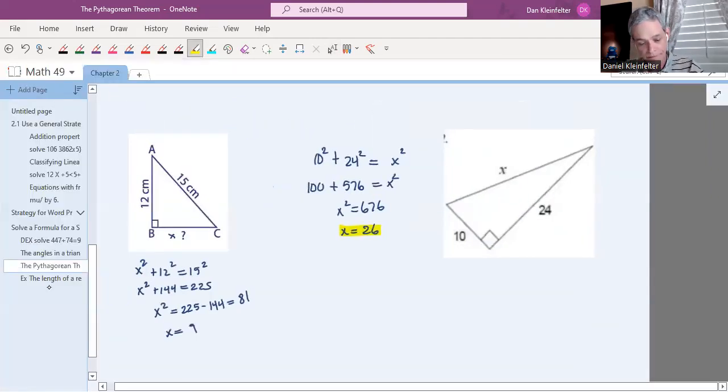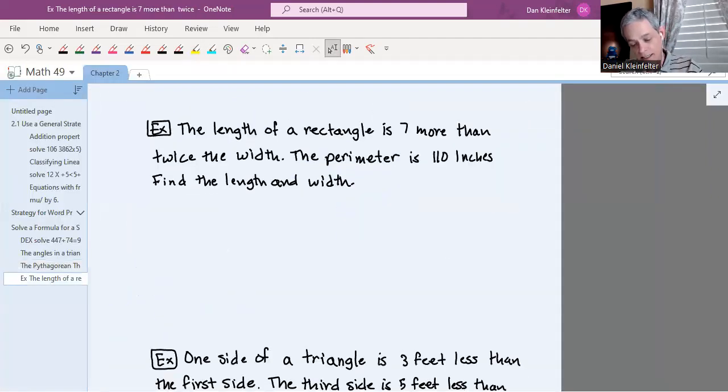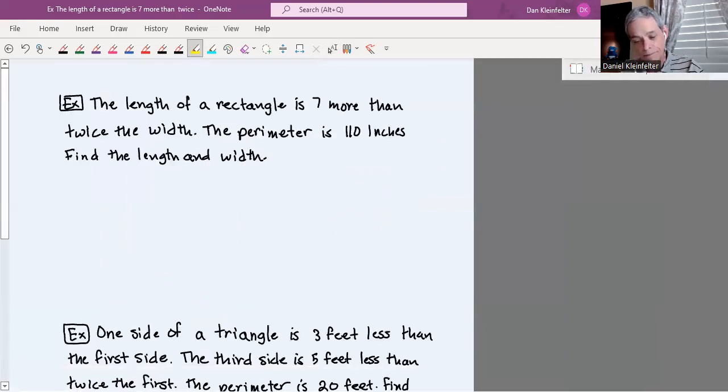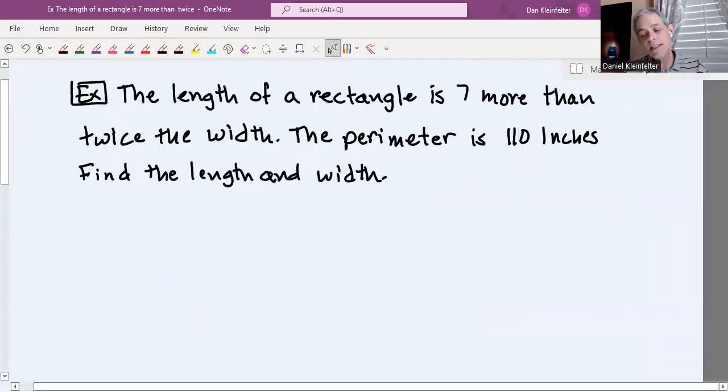Okay, almost done. Okay, the next example is about a rectangle. So here it says the length of a rectangle is 7 more than twice the width.